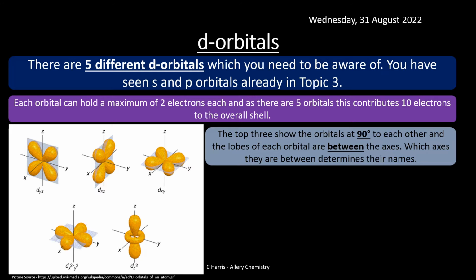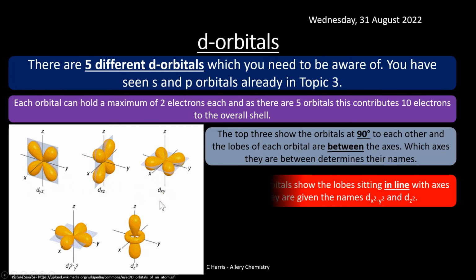The top 3 show orbitals at 90 degrees to each other, as you can see. The lobes of each orbital are between the different axes. And obviously the axes tell you where they are. So this is dyz, dxz, and dxy. These are the different axes.